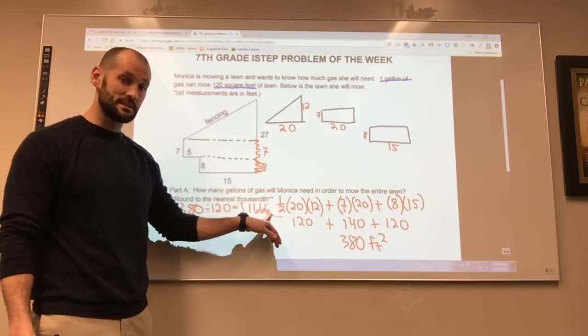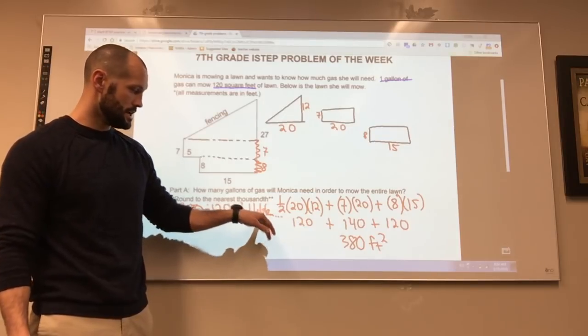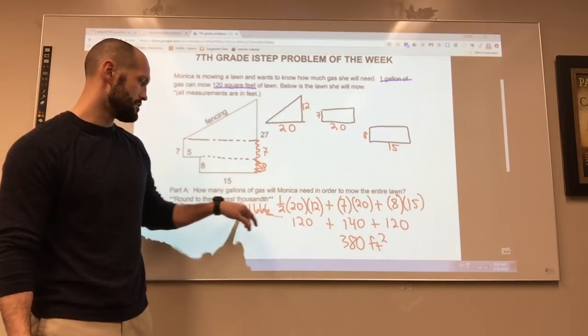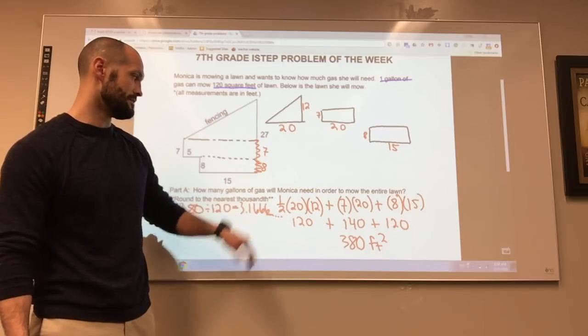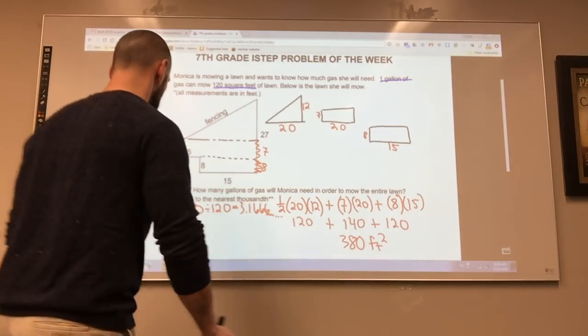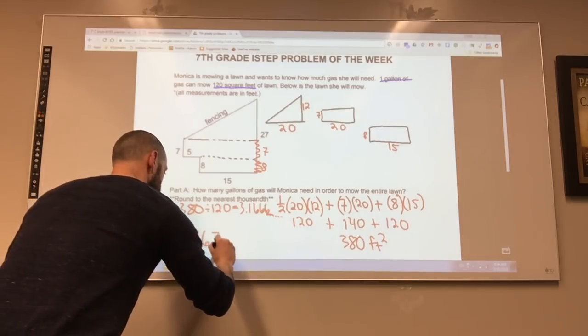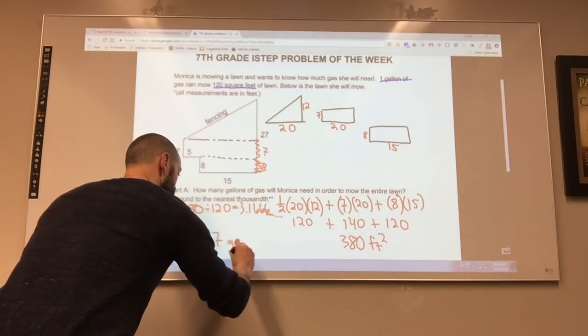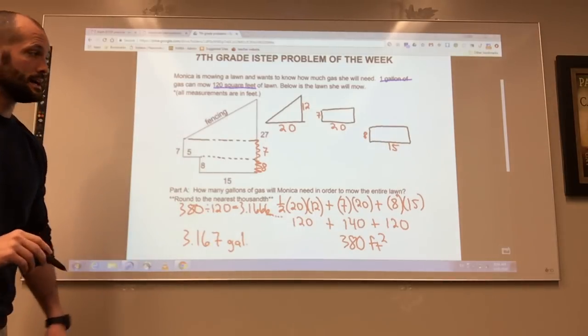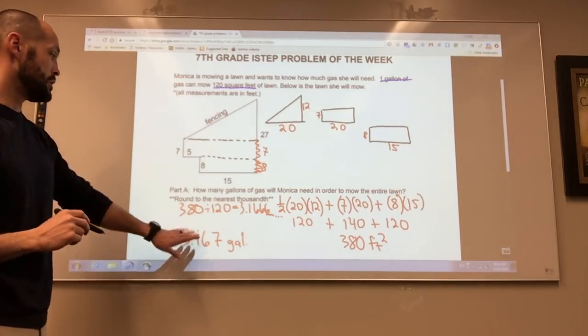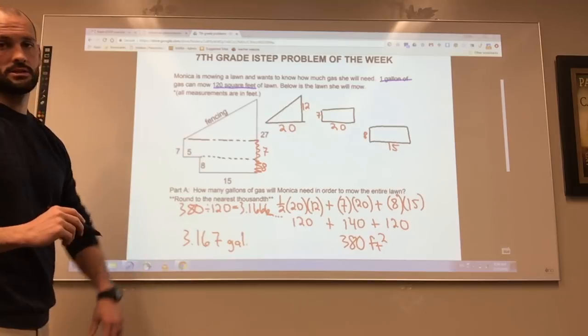5 or higher rounds up. Is that 5 or higher? Yes. So this becomes 3.167. And that is our answer. 3.167 gallons. Don't forget your units. That's how many gallons we're going to need in order to mow Monica's lawn.